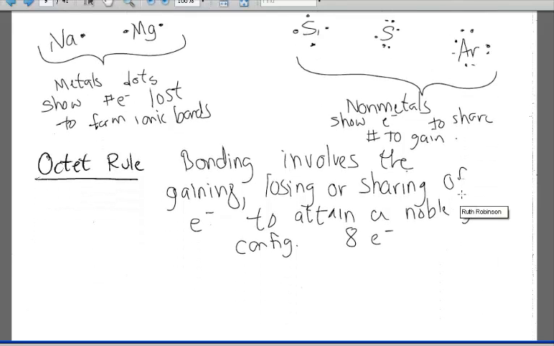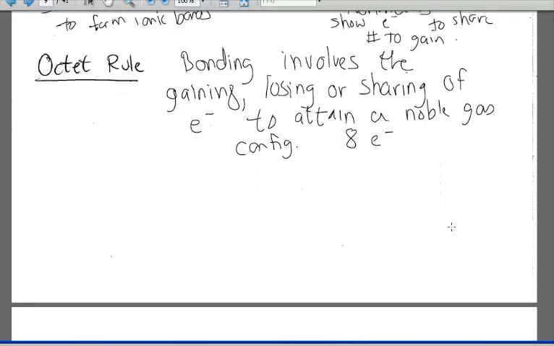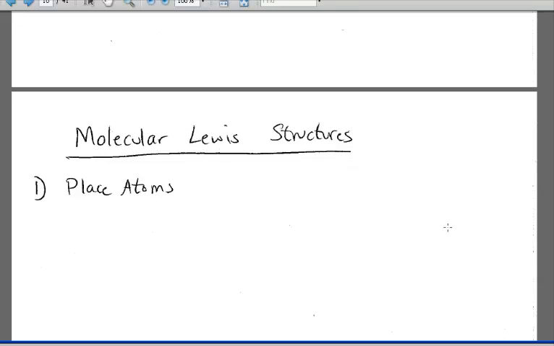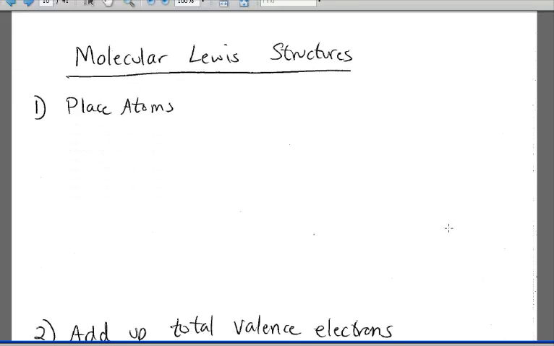Alright, so that's how to do Lewis dot structures for individual atoms. Now we're going to talk about how to draw Lewis structures for molecules. Okay, and there's going to be 4 basic rules and then a few additional rules later. So, first thing you need to do is place the atoms for your molecule, and there's some general guidelines for placing them. Put the lowest electronegativity in the center.